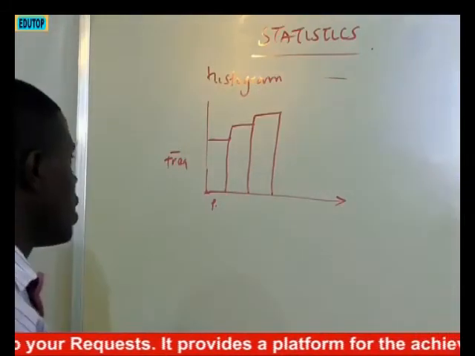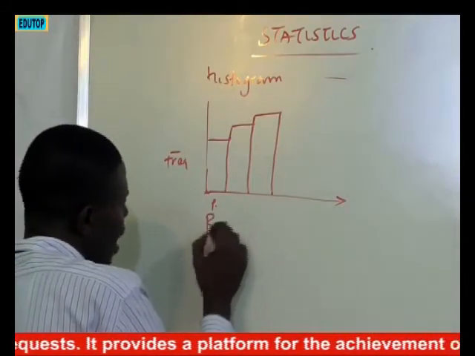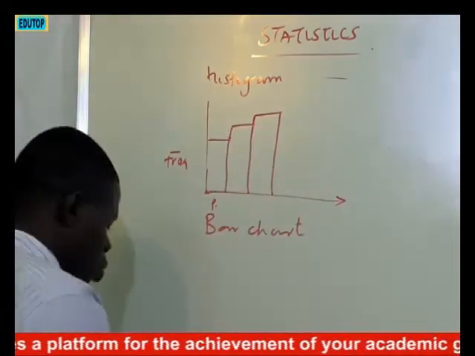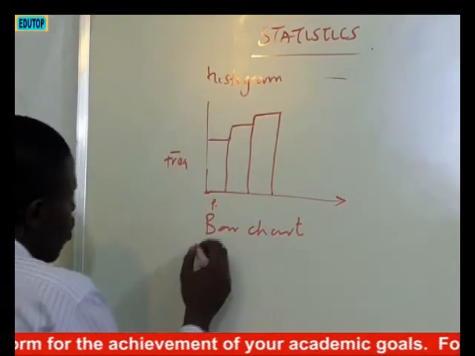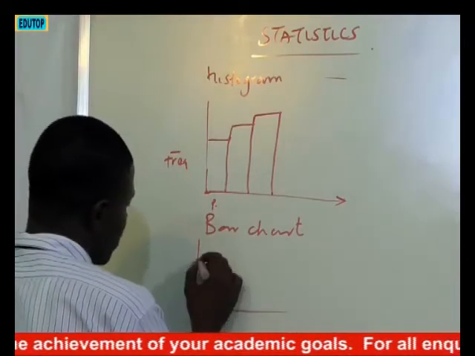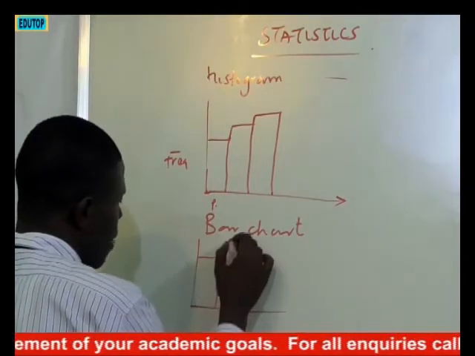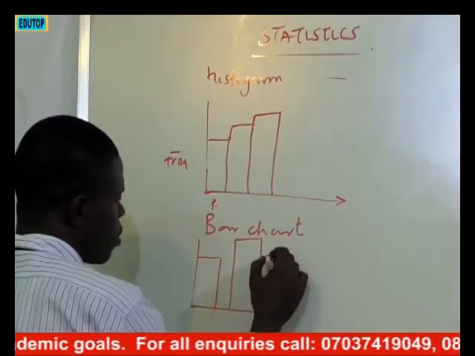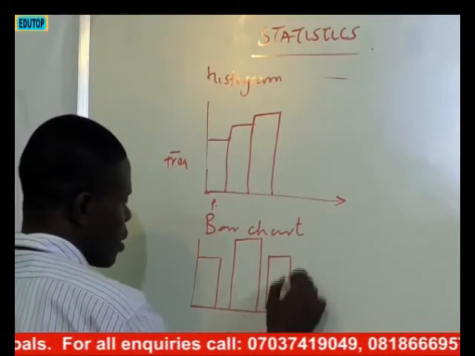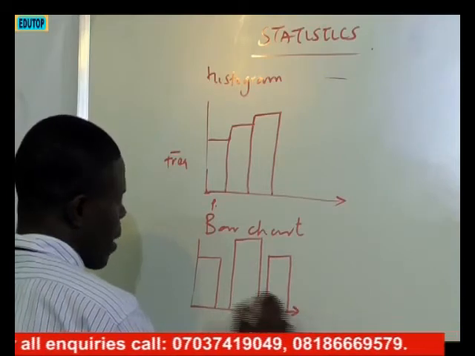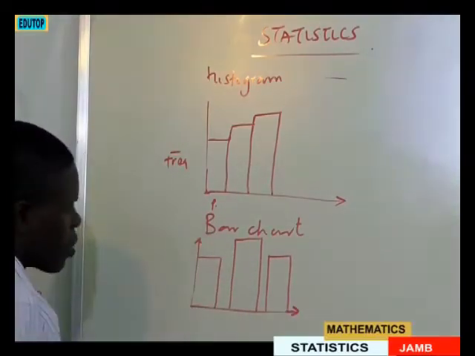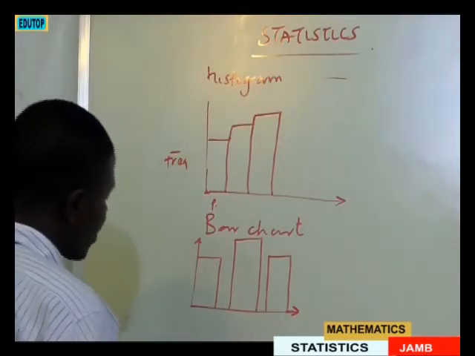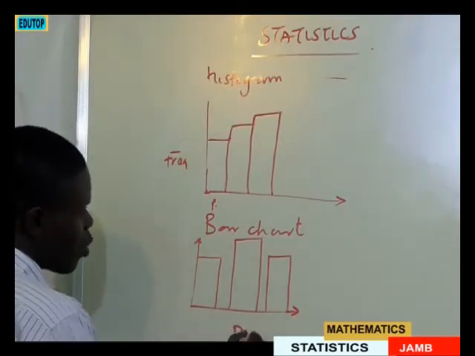We're talking about histogram. Then if you talk about bar chart, it also looks like histogram, but the difference between them is that in the case of bar charts, there will be spaces between the respective bars, and the spaces are equal. So something like this. I might not be accurate, this is just a freehand sketch. So when you see a scenario like this, you call it what? A bar chart.